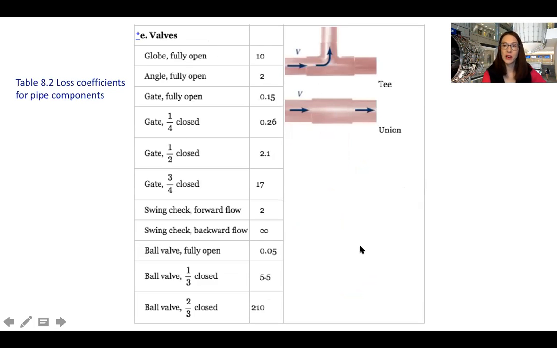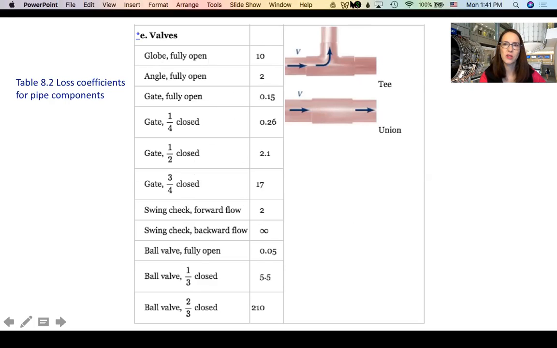And then you've got valves. And valves are often represented by sort of a circle with an X through it in a figure. And then your problem will say it's a globe valve fully open or a gate valve half closed. You need some information about the valve to be able to pick off the correct loss coefficient.